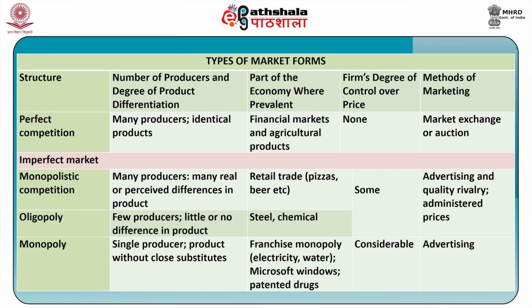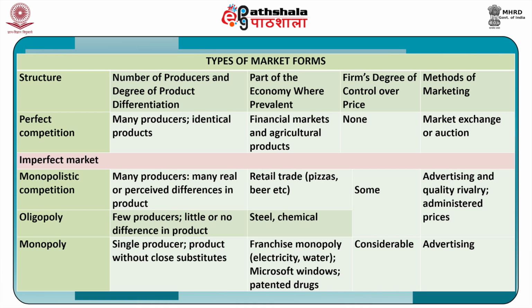There are certain criteria on the basis of which we can distinguish between different market forms. The first criterion is the number of producers and the degree of product differentiation. The second is the part of the economy where they are prevalent. The third is the firm's degree of control over the price. Then fourthly, we have the method of marketing.